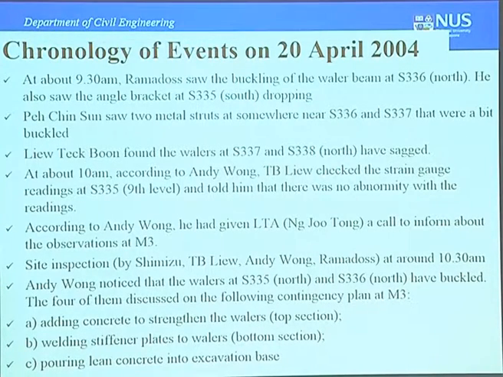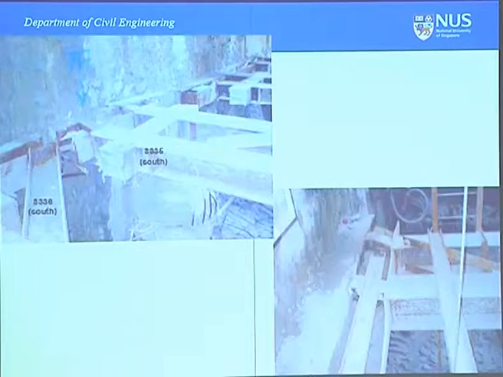Okay. And so site inspection at 10:30, and he noticed that the whaler at 335, 336 north have buckled. The 4 of them discussed the following contingency plan: adding concrete to strengthen the whaler. Hey, come on, it's too late, no? The concrete takes 28 days. How can you pour concrete in and expect it by afternoon to have the strength? It's not going to happen. You know what I mean? It's a very, very lame attempt. Alright? You need Superman to do this.